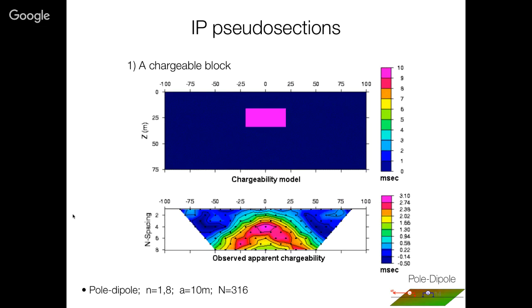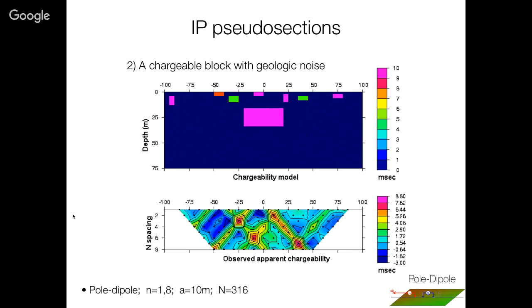So here's an example. This is a chargeable block. It kind of looks like what we had before, but now the background here is a uniform conductivity. But this is chargeable, and this is not. We go ahead and do the IP experiment over top, and we get something. Again, the pseudosection would indicate that maybe there's something there. That's your chargeabilities and those things. Same thing as we had before.